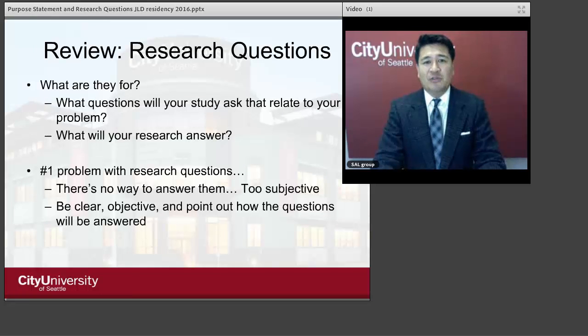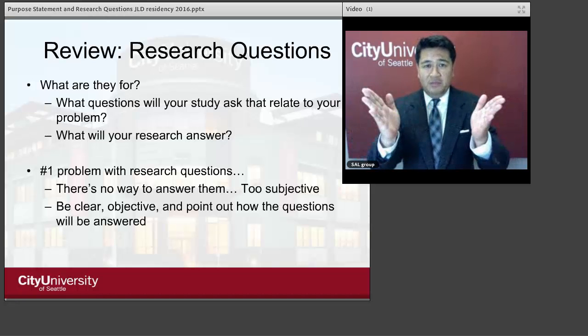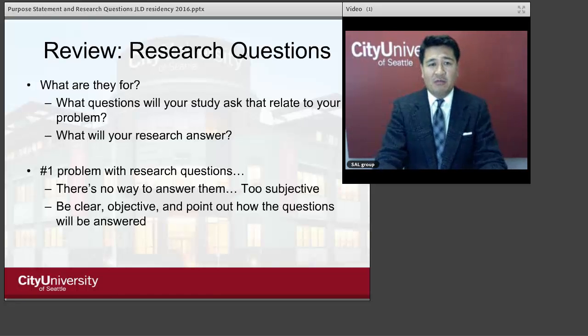All this leads to the research question. Remember, topic, problem, purpose, and now the specific research question you're going to ask. Looking at the research questions, remember, what are they for? Well, why do we have research questions in the first place? What questions will your study ask that relate to your problem? What will your research answer?